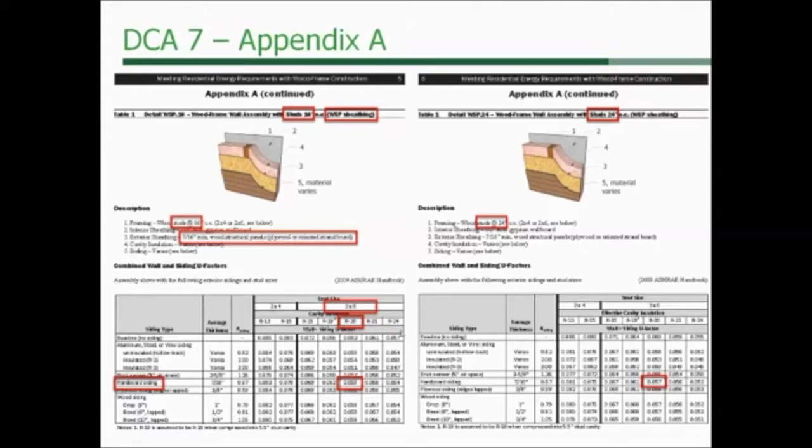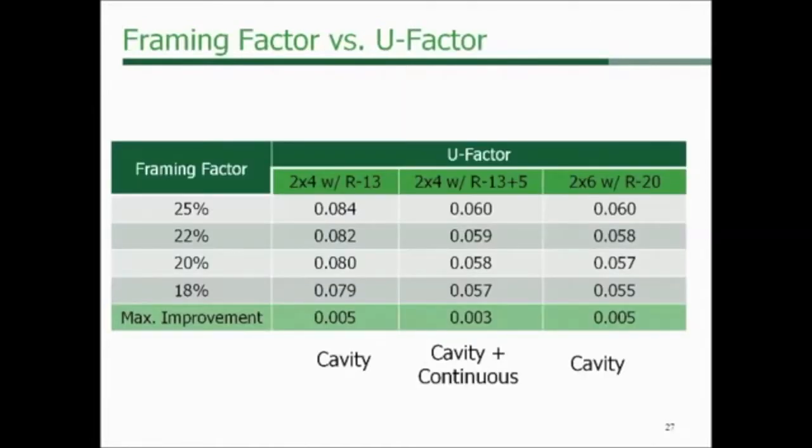What's interesting about this is that I can actually compare with this. If I look at the difference between the 16 inches on center and the 24 inches on center, the difference is about 0.002 of a U factor. And that's pretty typical from going from 16 inches on center to 24 inches on center: 0.002 of a U factor. So let's talk a little bit more about the framing factor and U factor and how that works. These are three very typical configurations in the IECC.